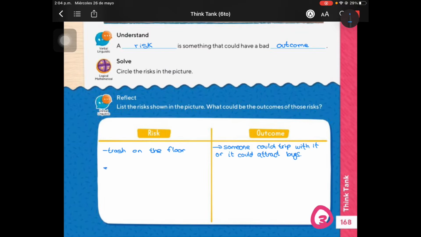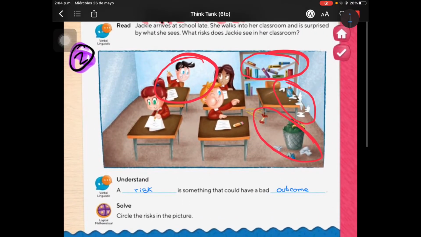Now the second one is spilled liquid on the floor. Now, again, why is this risky? If you can trip over trash just lying around on the floor, well, you can slip on liquid lying around on the floor, which is still a potential bad outcome.